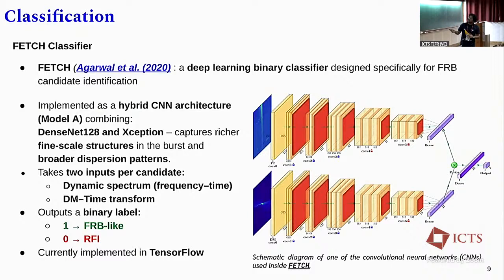The features that pass through these layers are the dynamic spectrum, which is the frequency versus time, the de-dispersed dynamic spectrum that we give, and another is the DM-time transform, which is, at different DM tiles, what is the time series that we get. This kind of signal passes through these two different models and then gives us the final output. If it is FRB-like, it gives a label 1, and if it's RFI-like, it gets a label 0. And Fetch has been implemented on a framework called TensorFlow.